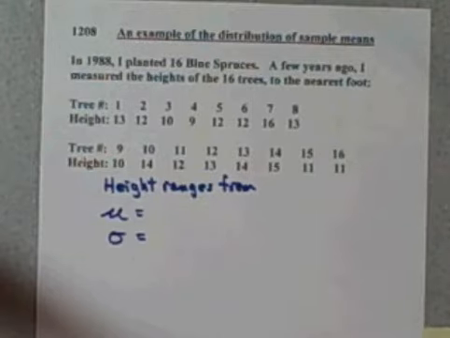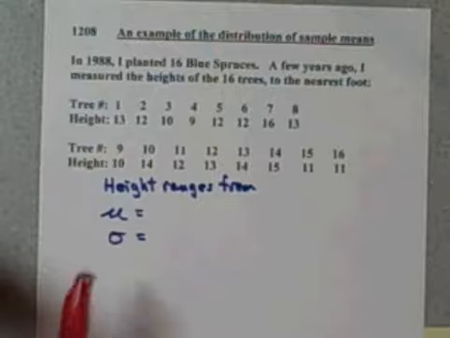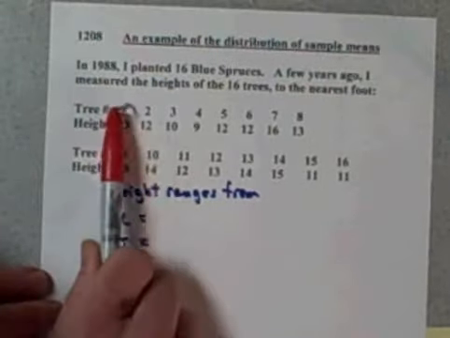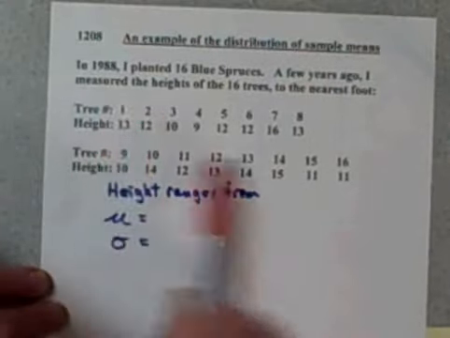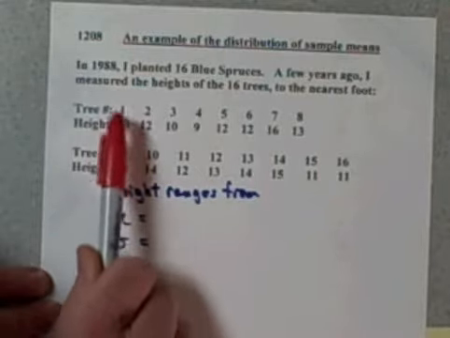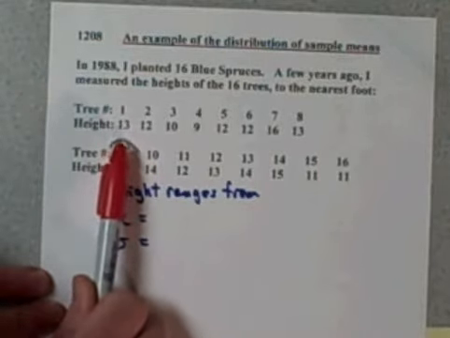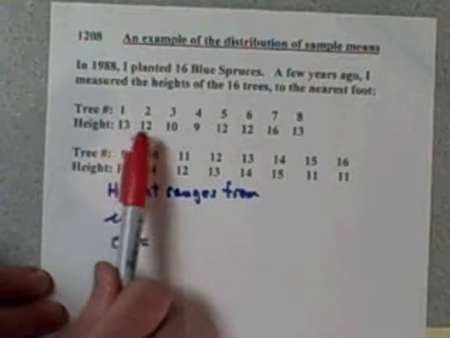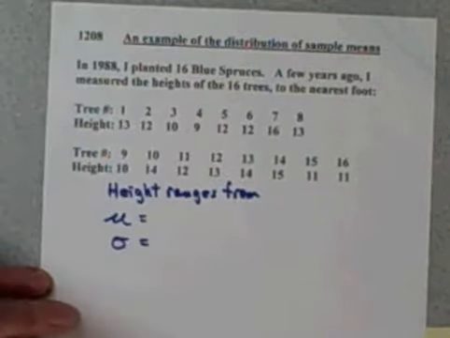Back in 1988 I planted 16 blue spruces. Well, actually I planted 17 and one died after 1 year. So anyway, I've got 16 now. A couple years ago I measured the height of these trees to the nearest foot. So what I've got here is each tree is tagged with a number from 1 to 16, and below each tree I've got its height. The first tree is 13 feet, the second one is 12, and so forth.